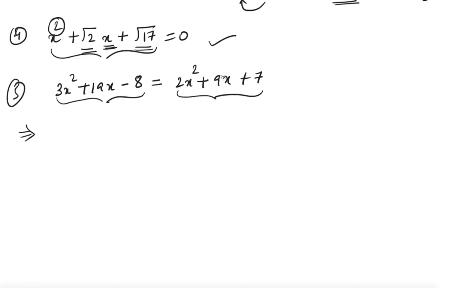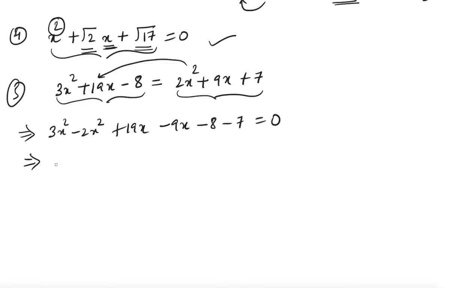I'll bring all these terms this side. So what do I have? 3x square minus 2x square. Okay, this term came this side, plus 19x minus 9x, and minus 8 minus 7 equals to 0.